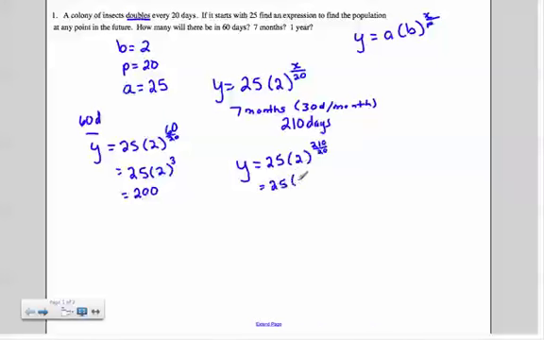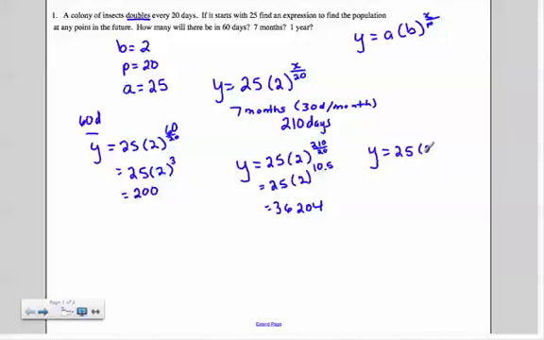I'm going to do the 210 divided by 20 first to make sure I get the right exponent. You can type it in all at once as long as you know how to use your brackets, but that gives me 10.5. And now I'm going to do 25 times 2 to the exponent 10.5. The 10.5 only goes with the 2, but my calculator understands that. So I'm going to round up because you don't have a decimal of a bug. So it's approximately 36,204 after 7 months.